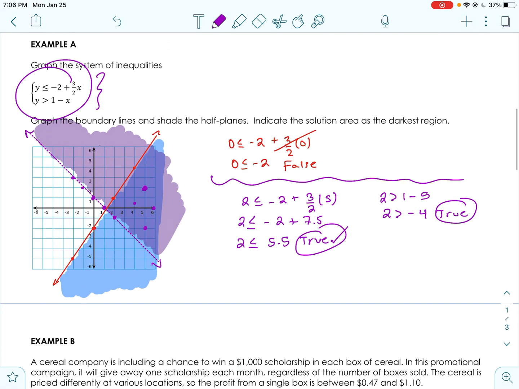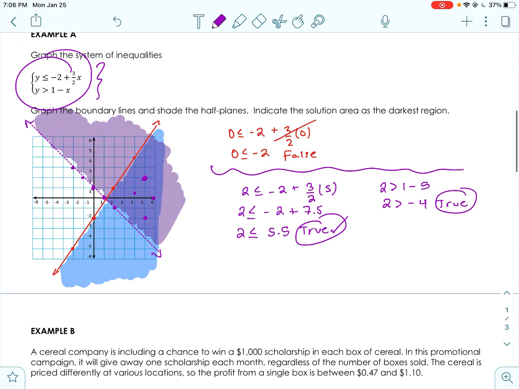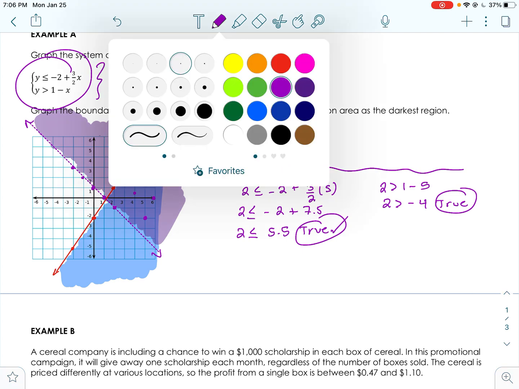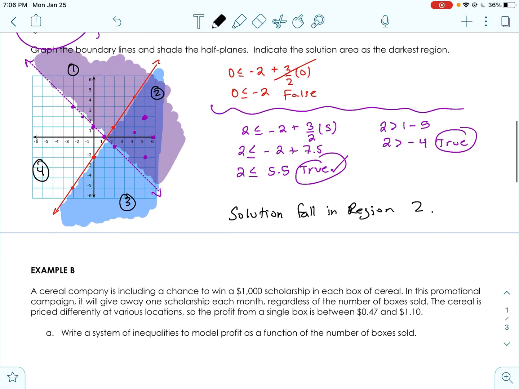Now, one way that you can explain to someone where the regions are is you can number them. You can say this is region 1, region 2, region 3, and region 4, and then you can say that your solutions fall in region 2. So that's a quick way to visually show and tell someone that you know where your solutions are.